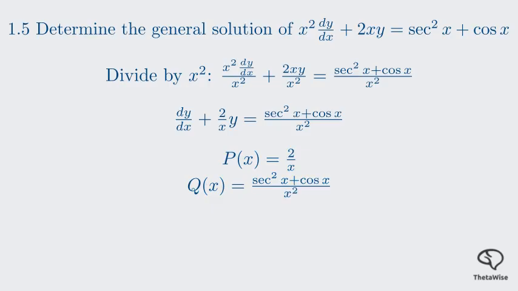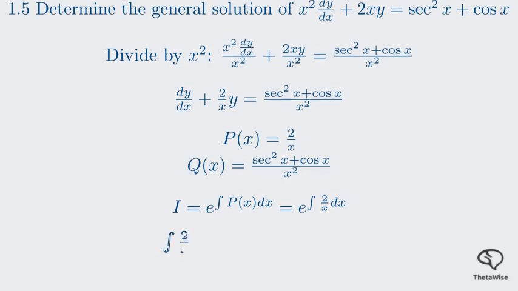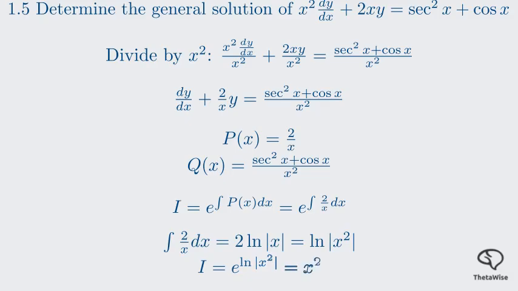Next, let's find the integrating factor, I. I equals e to the power of the integral of P dx, which is e to the power of the integral of 2/x dx. The integral of 2/x is 2 ln x. Using a log property, we can write this as ln of x squared. Then e and ln cancel, leaving us with I equals x squared. This is a very simple integrating factor.